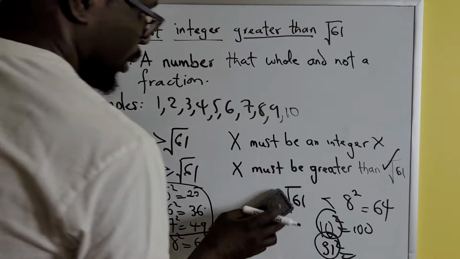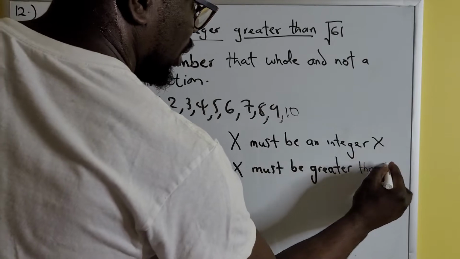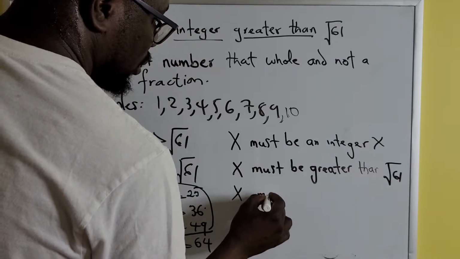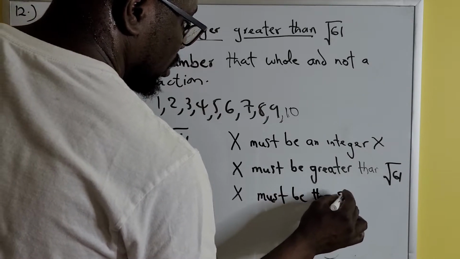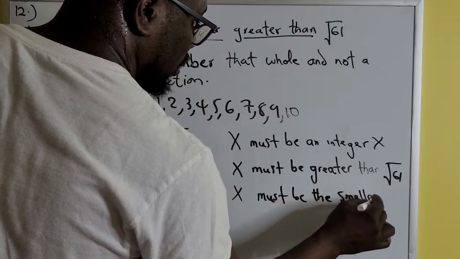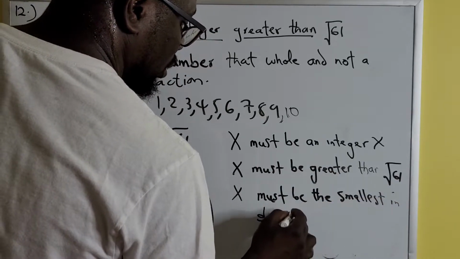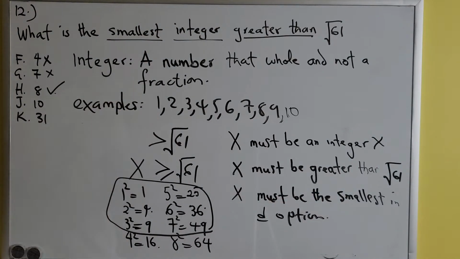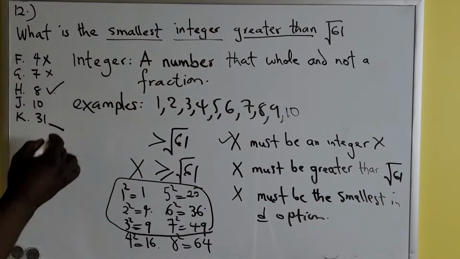I guess I should have added that you must satisfy 3 criteria, right? The third criteria is that it must be the smallest in the option. I should have added that. That makes it so you have 3 criteria, because this right here satisfies this criteria.